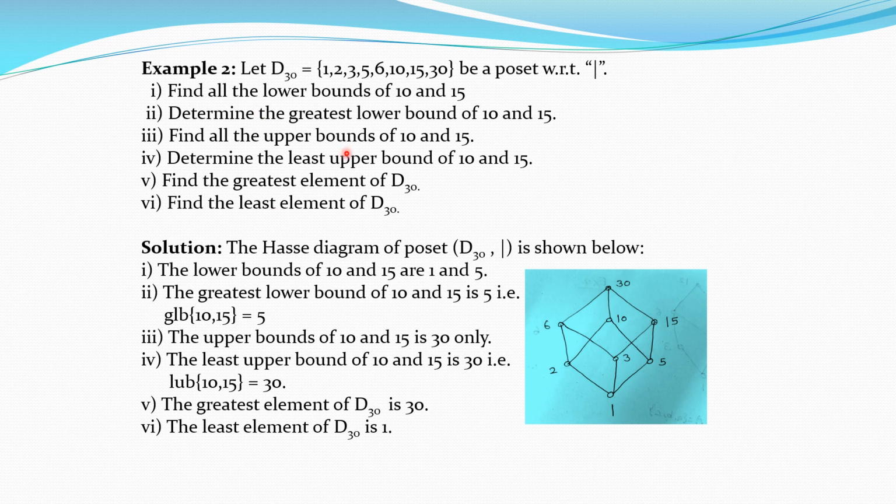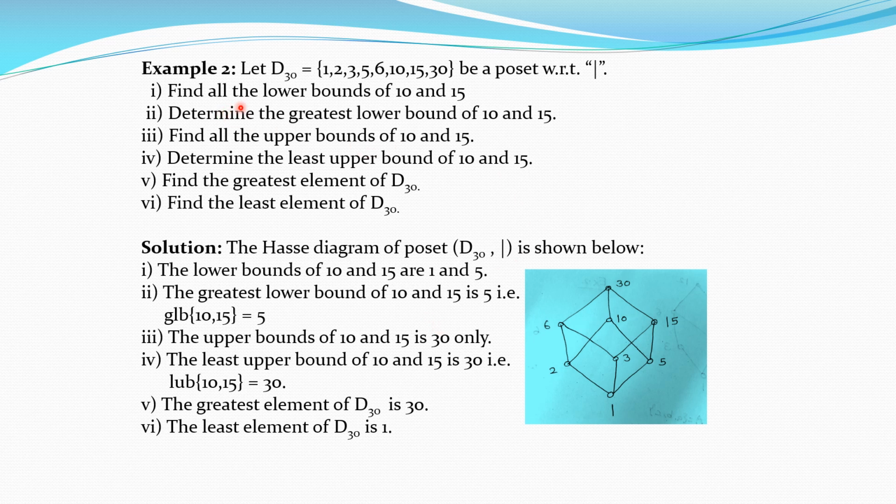Now before solving all these questions, it is necessary to draw the Hasse diagram for D30. So considering the ordered pairs present in that relation, using the conventions, we draw the diagram. So this is the Hasse diagram of D30. Now observe the diagram carefully.